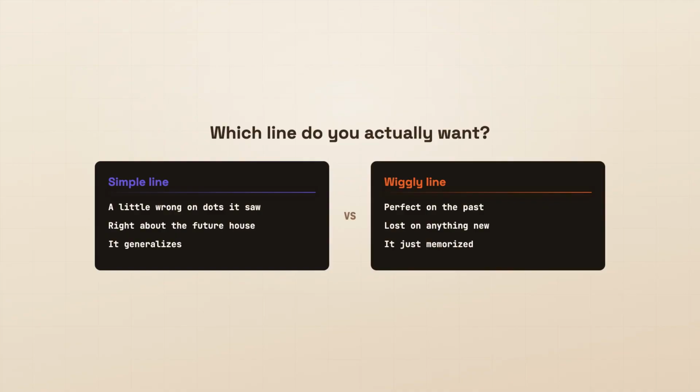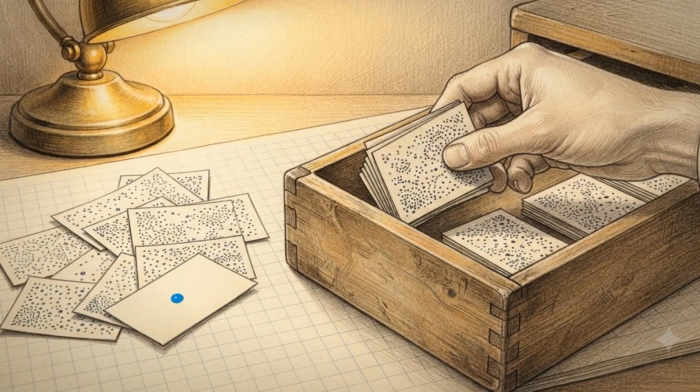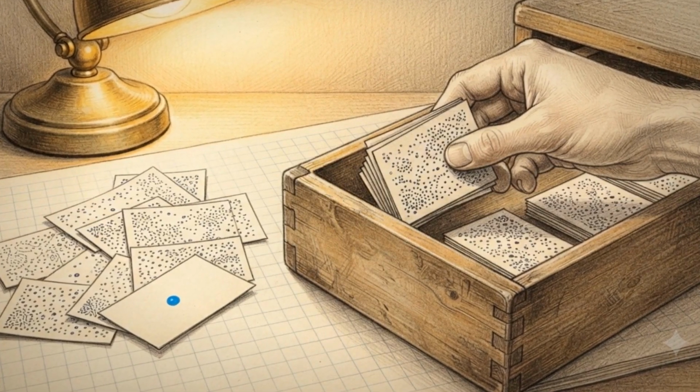A model that memorizes scores perfect on data it's seen and falls apart on anything new. Simple line, a little wrong on the old dots but right on the future. Wiggly line, perfect on the past, lost in the future. You want the line that generalizes. So how do you catch the cheat?